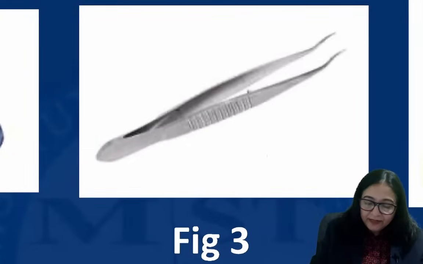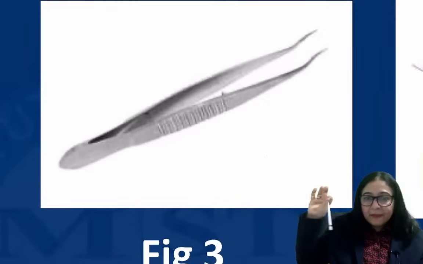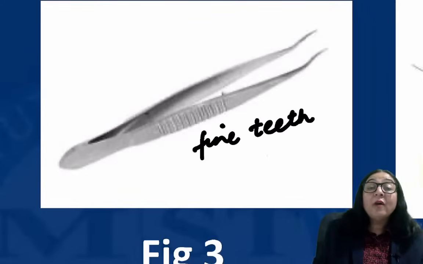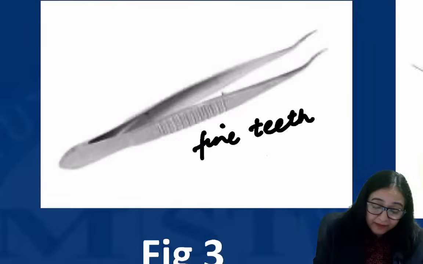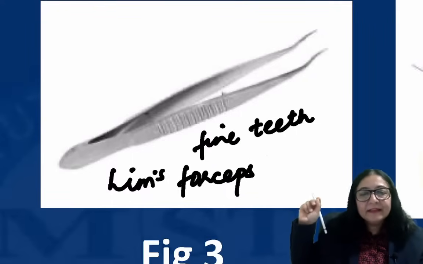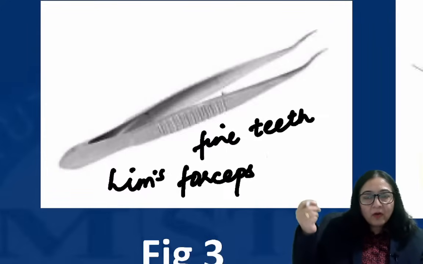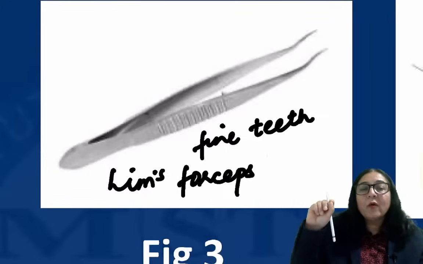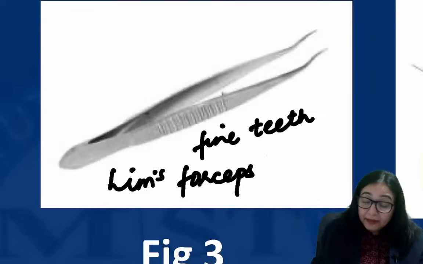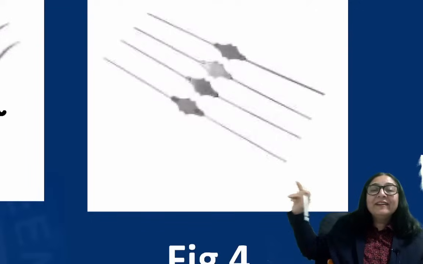Now, figure 3. This forceps has fine teeth, beta. It is called corneoscleral forceps, and this particular one is called Limbs forceps, beta. It has fine teeth, is a corneoscleral forceps, again used in cataract surgery and glaucoma surgery. When you want to hold the corneoscleral tissue, you use this forceps. Okay, now coming to figure 4.